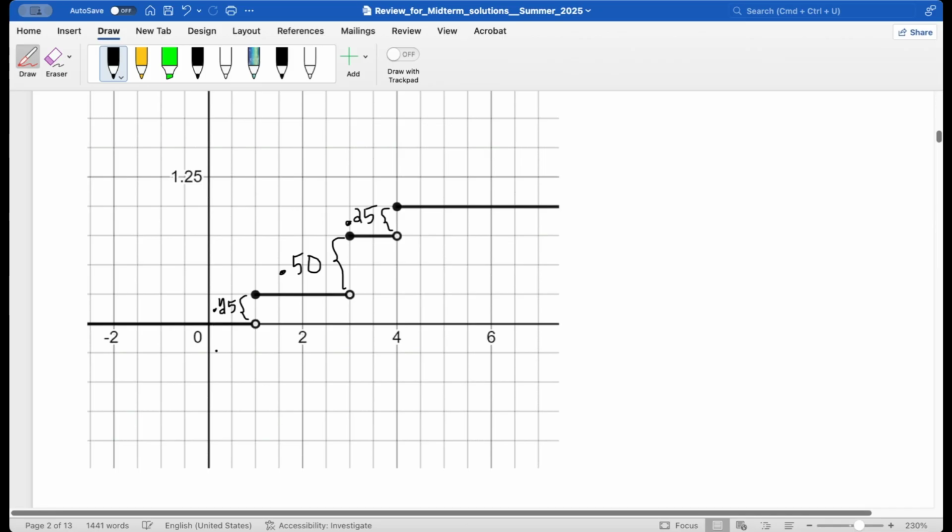So when did these jumps occur? The first one occurs at 1. So that's telling us that the probability of 1 is 0.25. The next one occurs at 3, and that jumped by a half. So the probability that x is 3 is 0.5. And then at 4, it jumps by a quarter, another 0.25. And the total is 1 whole.